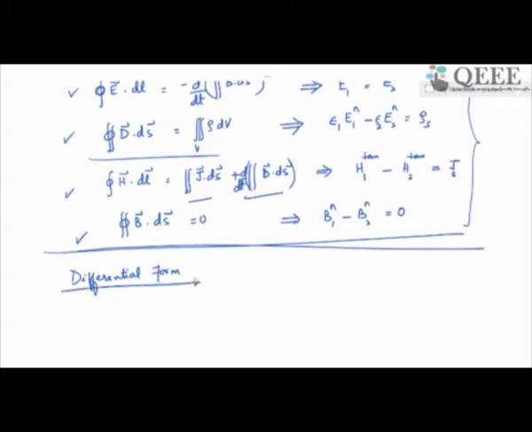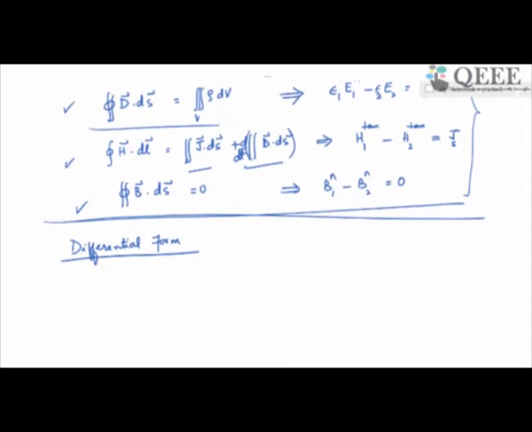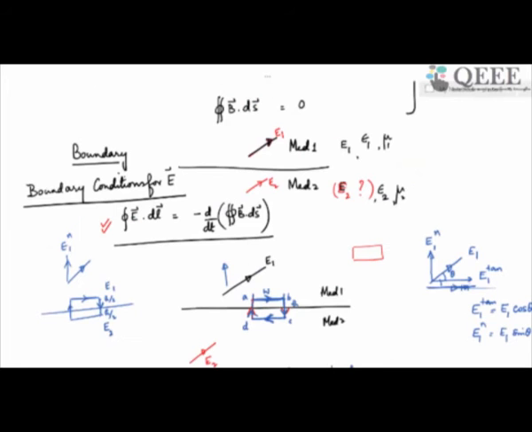Now what is this differential form? I should be able to write it as d by dx or del by del x, del by del y, del by del z. How do you get the differential form? You go back to what we learned.